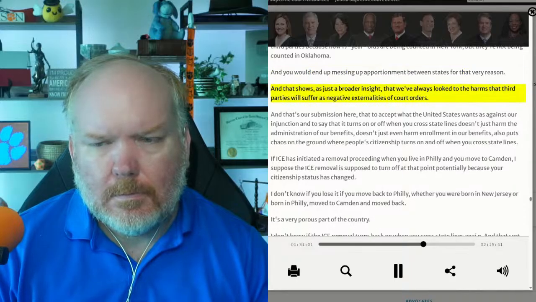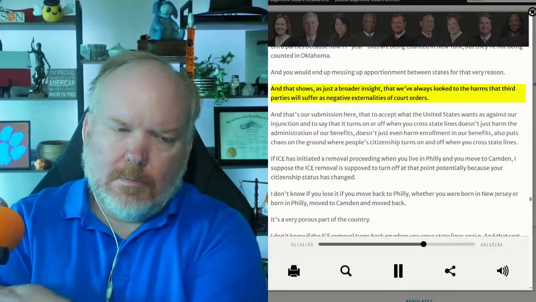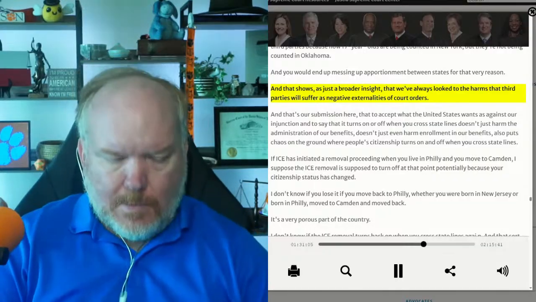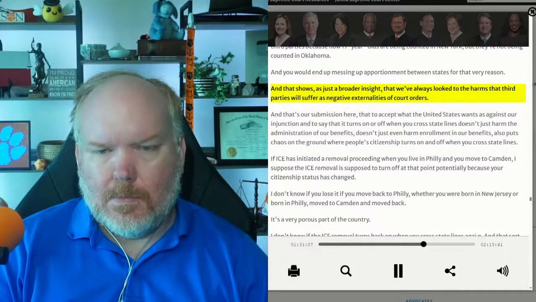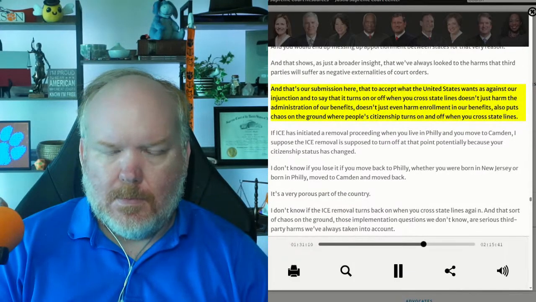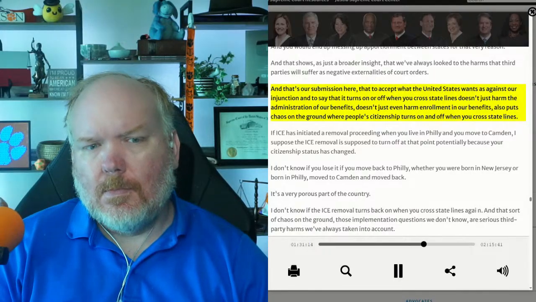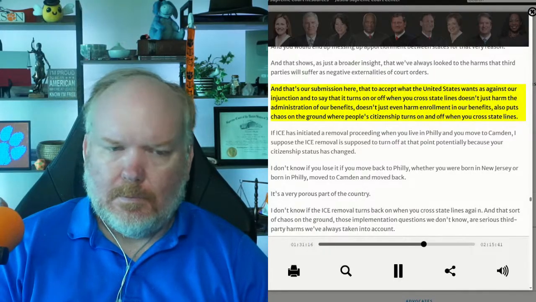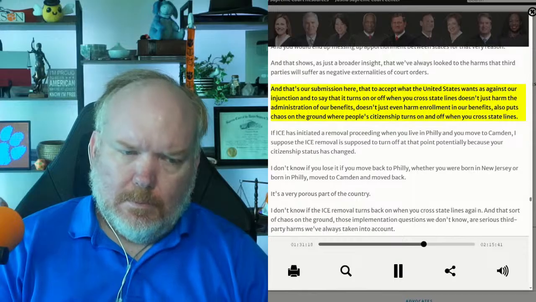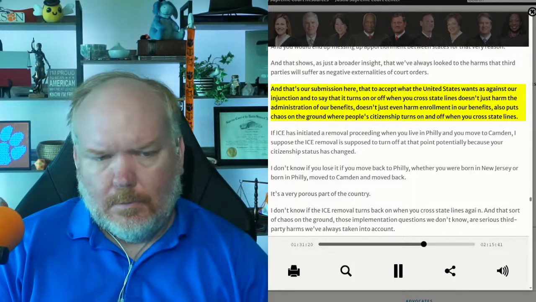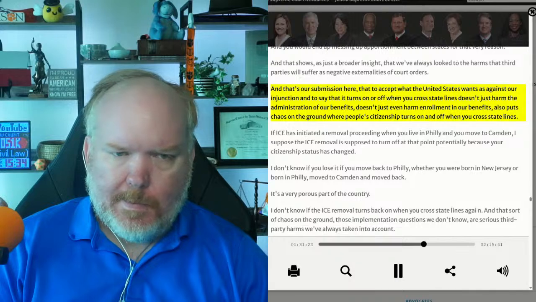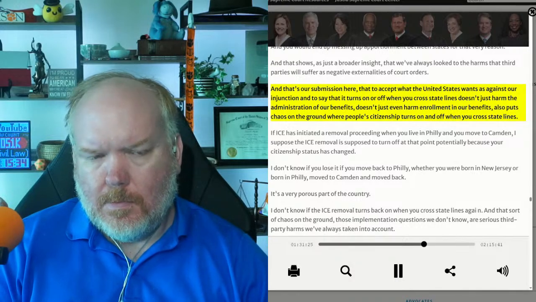And that shows, as just a broader insight, that we've always looked to the harms that third parties will suffer as negative externalities of court orders, and that's our submission here, that to accept what the United States wants as against our injunction and to say that it turns on or off when you cross state lines doesn't just harm the administration of our benefits, doesn't just even harm enrollment in our benefits, also puts chaos on the ground where people's citizenship turns on and off when you cross state lines.